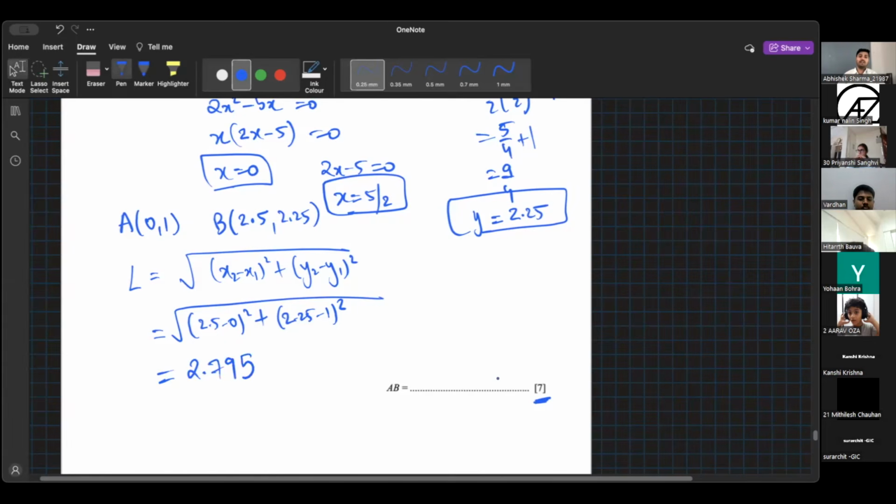2.795. It can be written as 2.795 also, and it can be written as 2.8 as well. Correct up to 3 significant figures, you can write it as 2.80, because we write correct up to 3 SF. So 2.80. Something like this. Clear? I was talking about this earlier. So we write correct up to 3 SF. Hence, it's better to write 2.80 rather than just 2.8. Okay?